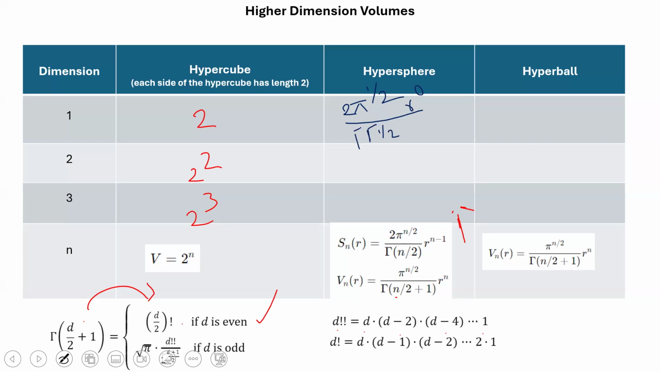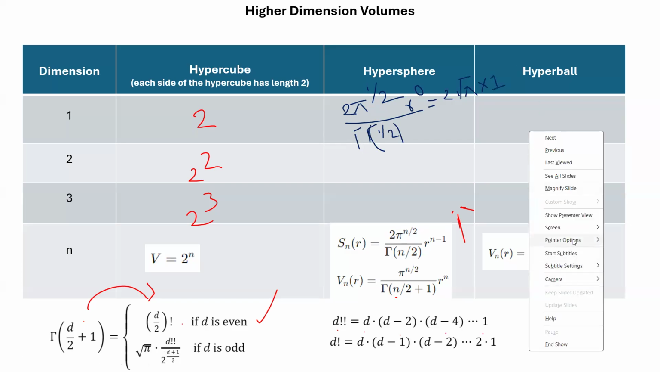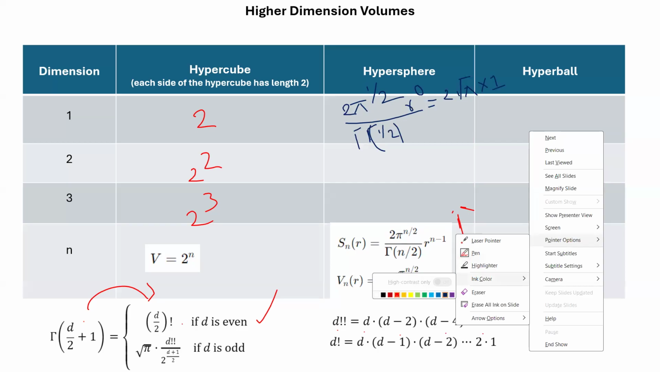Gamma of 1 by 2 will be, what is the formula of gamma 1 by 2? Root pi. Into r to the power of 0 will be 1, and I'm just trying to apply the formula back, that's all.